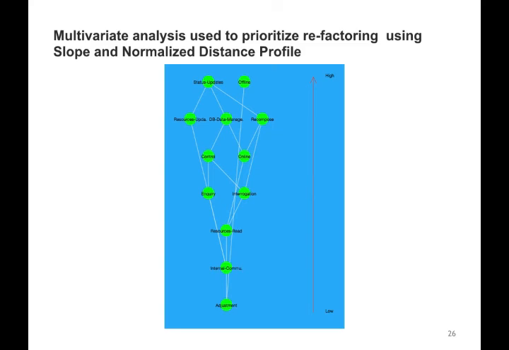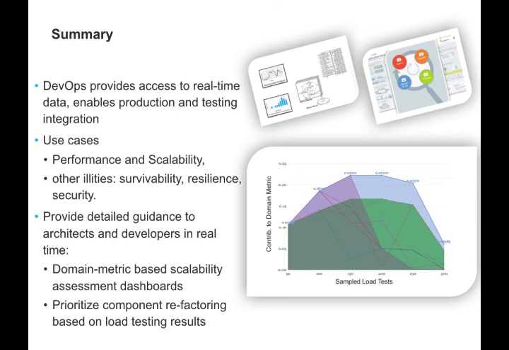So in summary, DevOps provides access to real-time data and therefore enables production data and scalability testing integration. The use case presented in this talk was performance and scalability. However, other qualities like survivability, resilience, security can also be supported by the PPTAM approach, as the extension shown in the JSS paper.